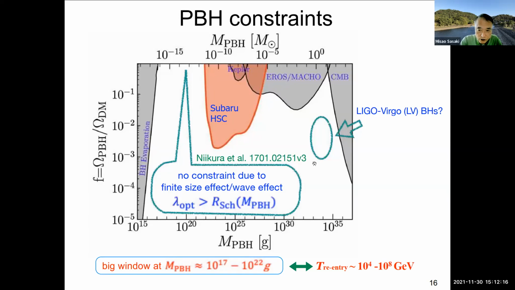Anyway, we do have this big window, and for those small-mass black holes, they can actually be the cold dark matter of the universe, which is a very interesting scenario. Many people are interested in how to test this scenario. Okay, let's stop here and maybe you have some questions.